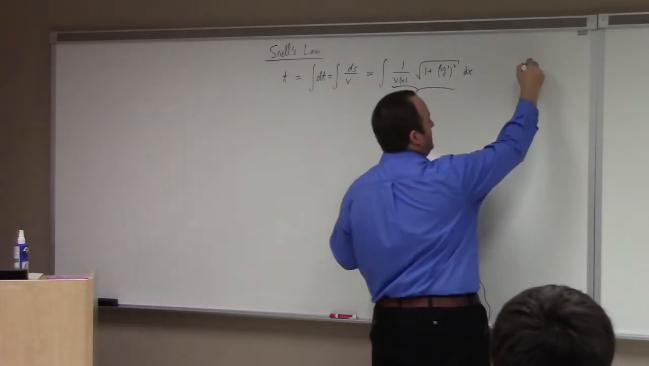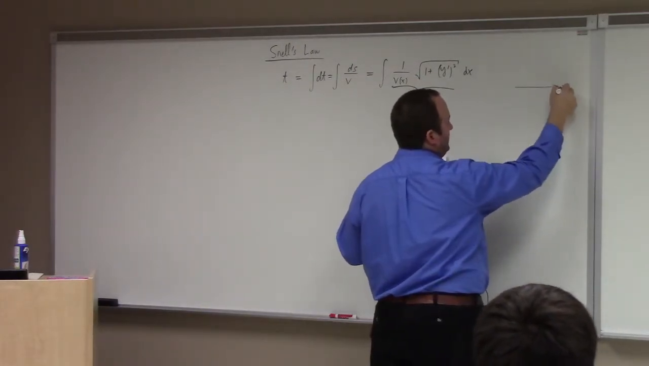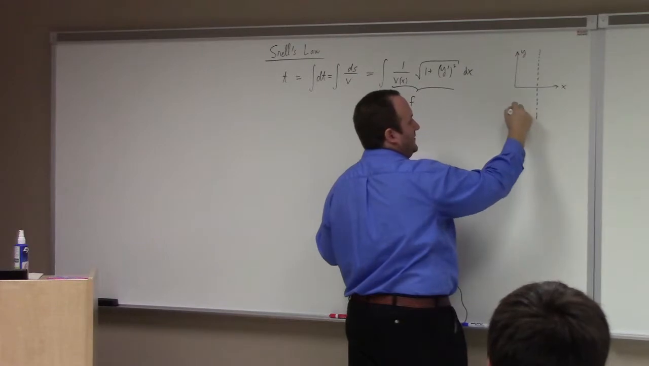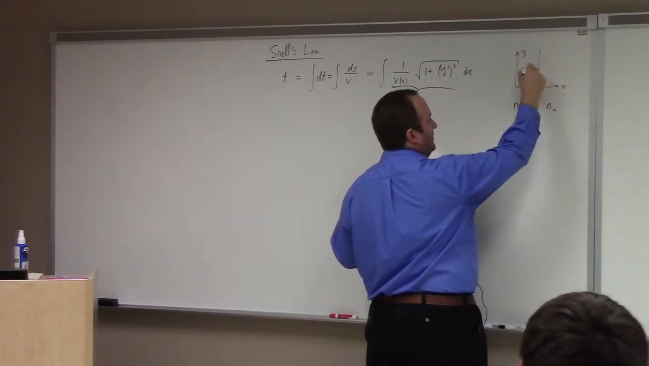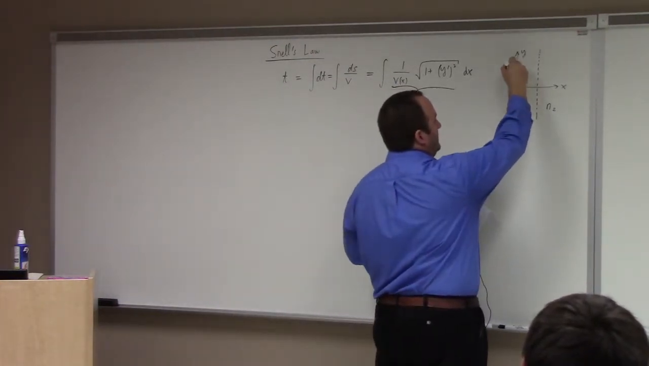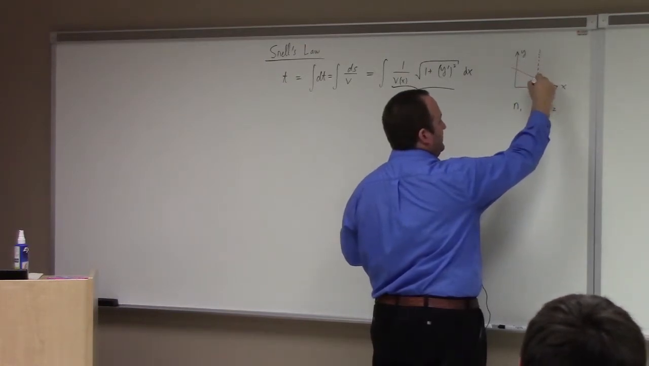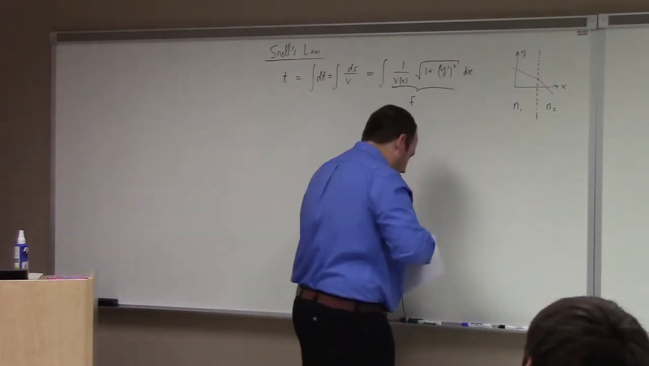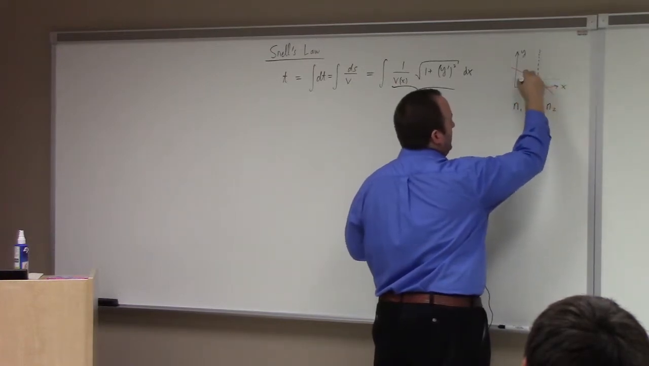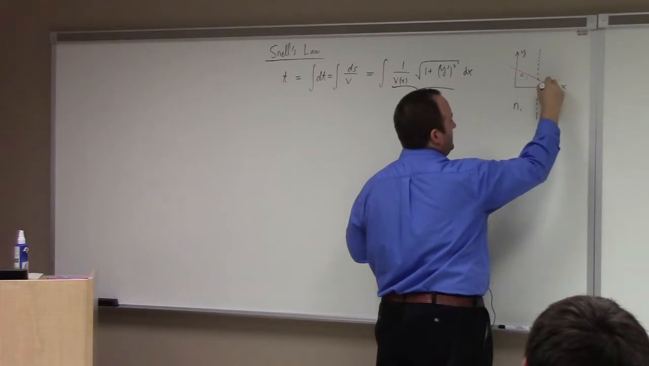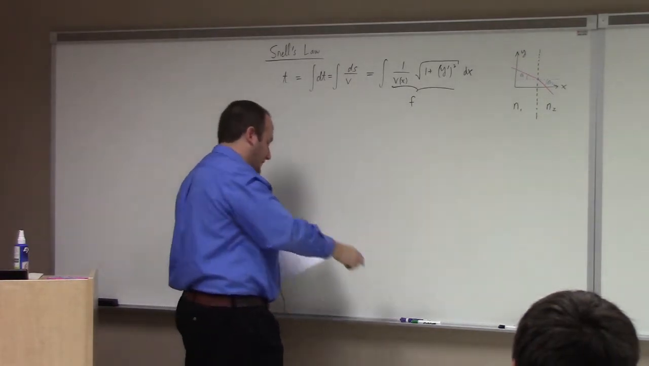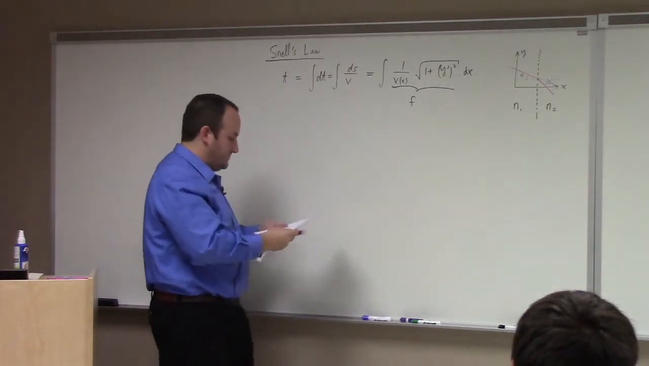Here's a picture. We're thinking of x being like this and y being like this, and perhaps we've got some kind of interface. We say we've got n1 here and n2 here, and we're trying to derive the result known as Snell's Law, that says if you have light going from one material to another, then it refracts. It bends at the interface. So if this is theta 1 and this is theta 2, there's a relation between those angles and the index of refraction, known as Snell's Law. Okay, so derive it.